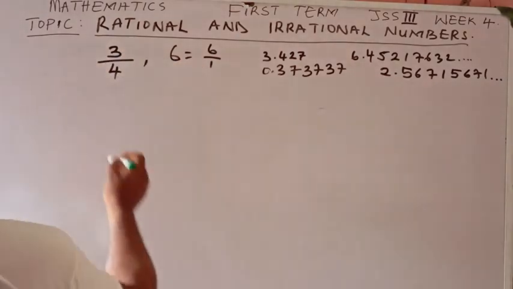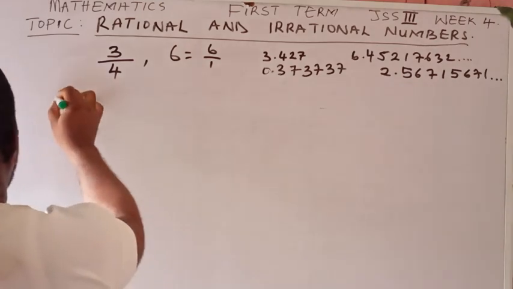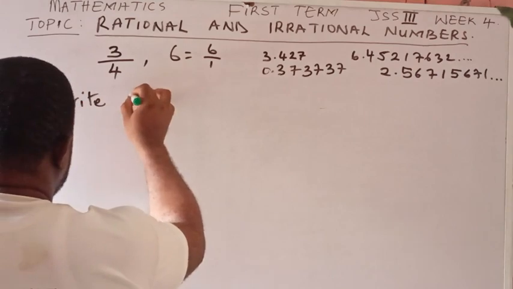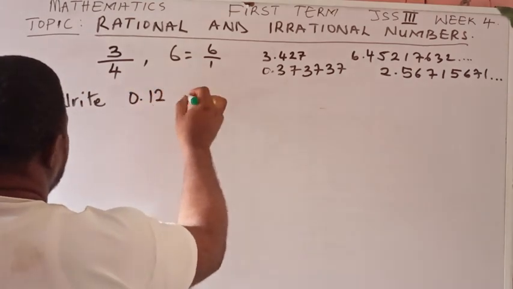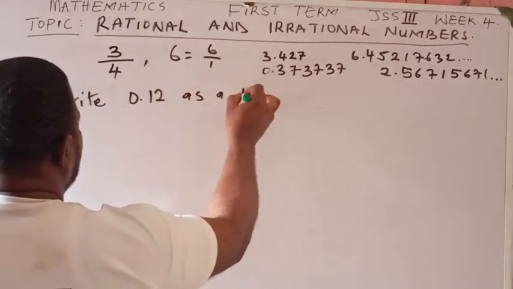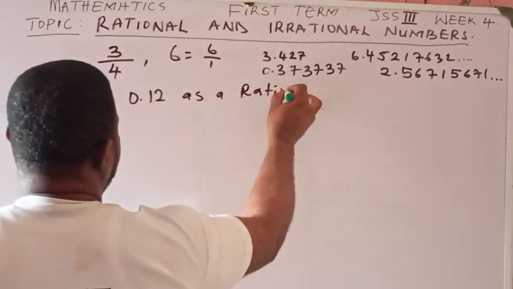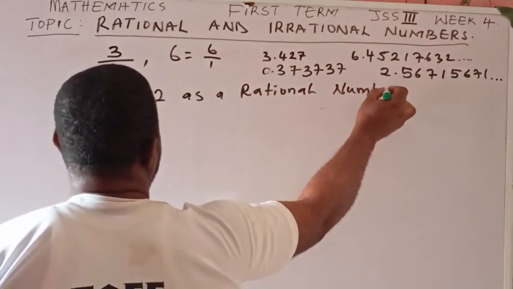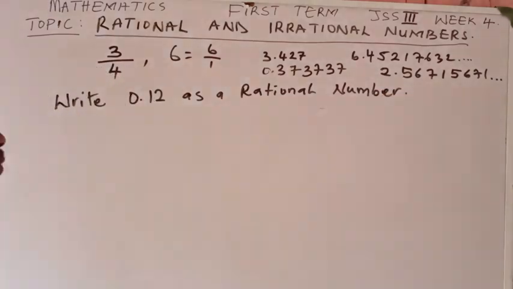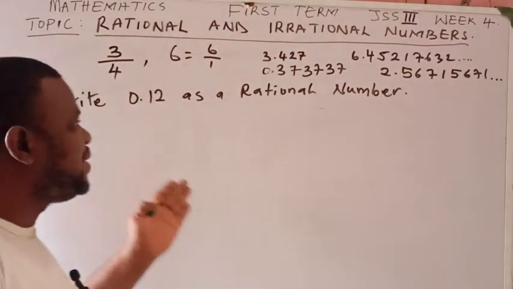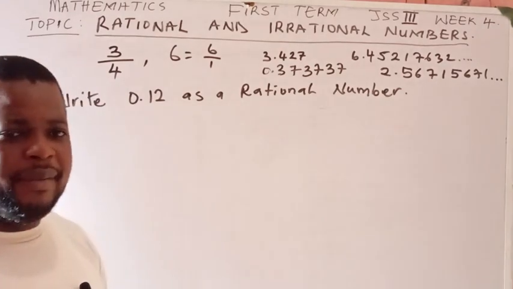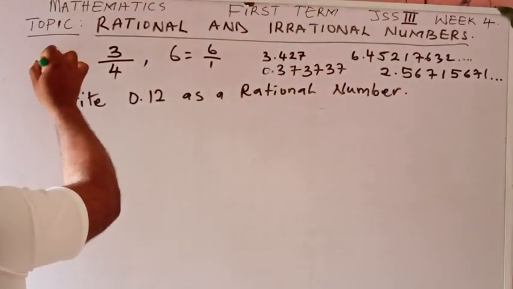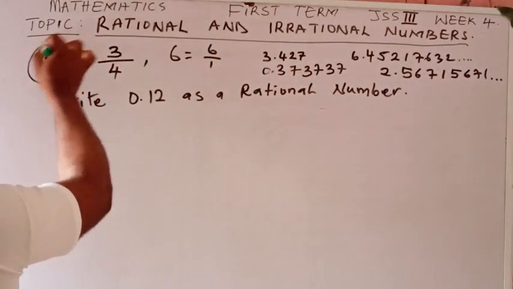So let's take an example. Write 0.12 as a rational number. To write this number as a rational number is to write it in a fraction form. Remember, rational numbers must be numbers that can be written in a fraction form, x/y form.